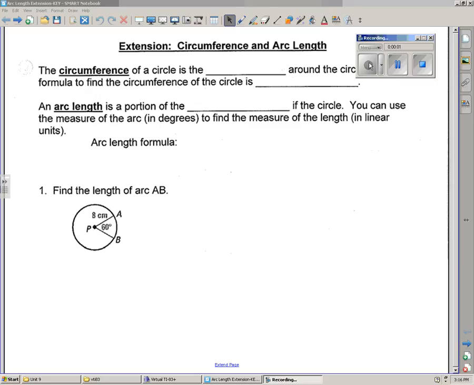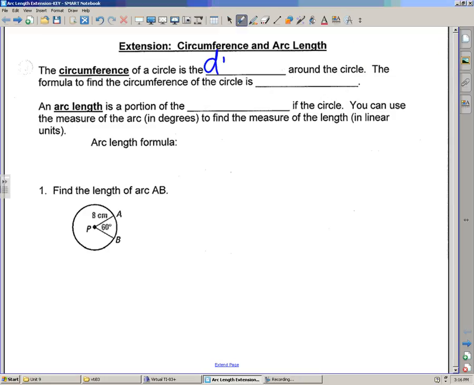So for today's lesson, what we're going to do is talk about circumference and arc length. We've already talked about how arc measures the degree of an arc, but the arc length measures the actual units of the arc. The circumference of a circle is always the distance around the circle. The formula to find the circumference is either C equals 2 pi r or C equals pi times diameter.